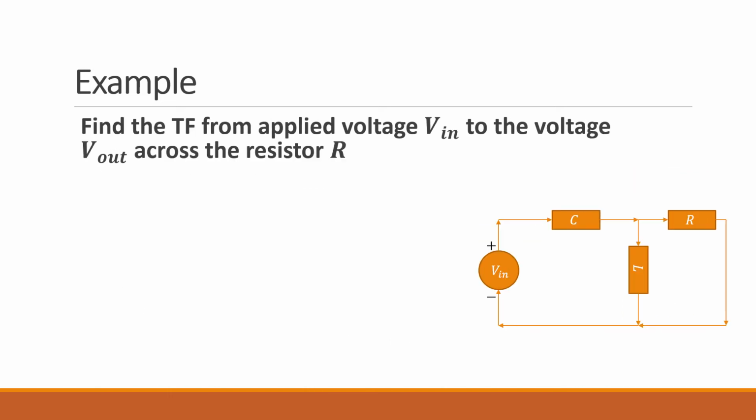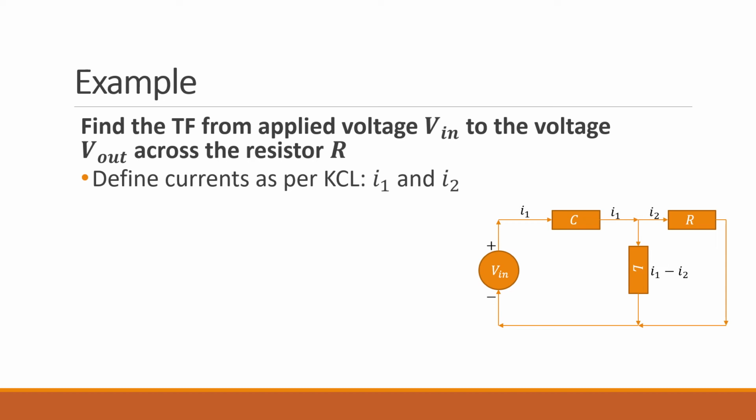Finally, let's do an example with two loops. Here's a circuit that has a capacitor, inductor, and a resistor, and we want to find the transfer function from the applied voltage V in to the voltage across the resistor R. The first step is to define current. Since there are two loops, we need two currents, I1 and I2. Note that I1 flows in the battery and the capacitor.